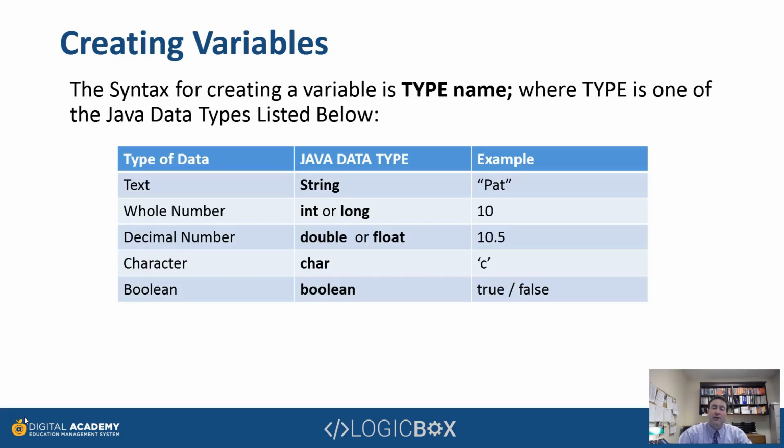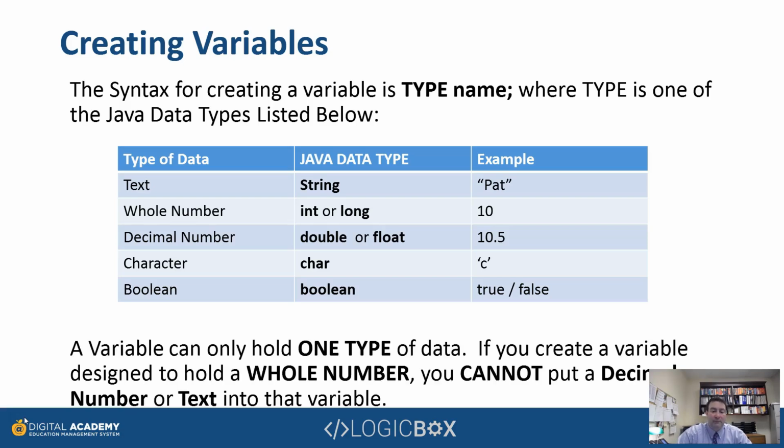The syntax for creating a variable is type, name, semicolon, where type is one of the Java data types that are listed on this table. If it's text, the type is String with a capital S. If it's a whole number, it's int or long. If it's a decimal number, it's double or float. If it's a single character, it's char. And if it's a bit, which is true or false, yes or no, it's the word boolean.